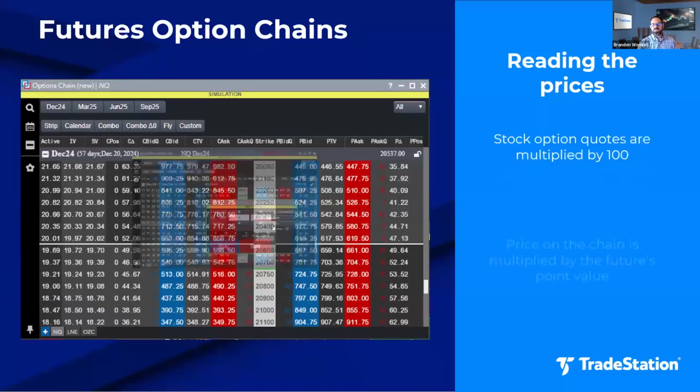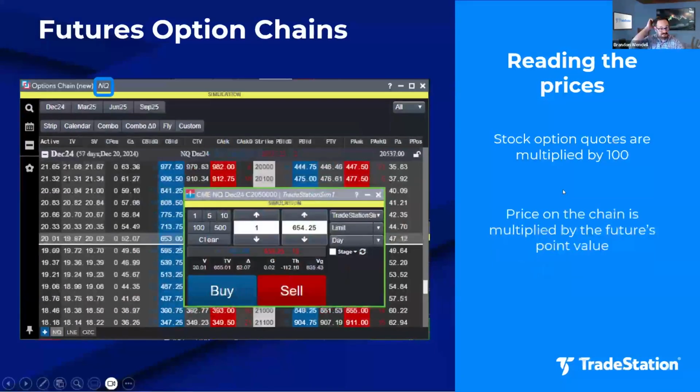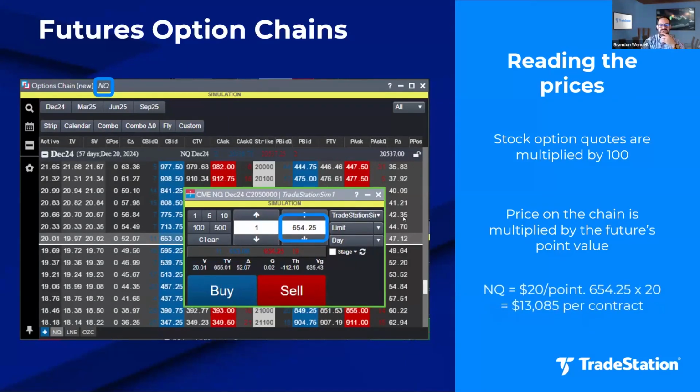So again, just reading the prices, stock options would be multiplied by 100. Those are simple. But the price on the options chain is based on the multiplier for the futures contract, whatever that may be. You would just multiply it by it. So for the NASDAQ, as I show you here, we got a quote of 654.25. We have to multiply that by the NASDAQ multiplier, which is $20 per point, and it's a $13,000 contract.